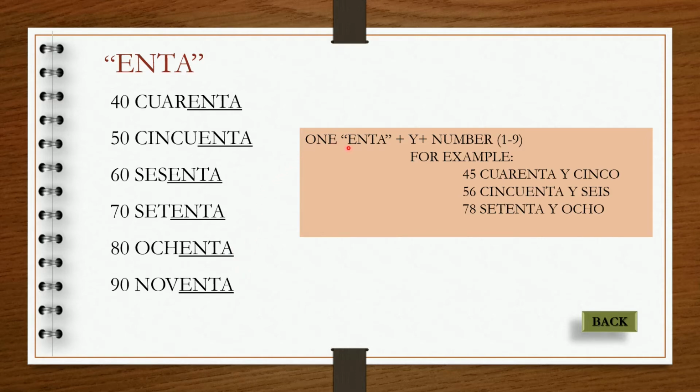Now, with the formula, it's really simple. You just choose whichever you need, and you add y plus a number, again from 1 to 9. So, for example, if you want to say 45, you will say 40 y 5. 56. And if you want to say, for example, 78, you will say 70 y 8.